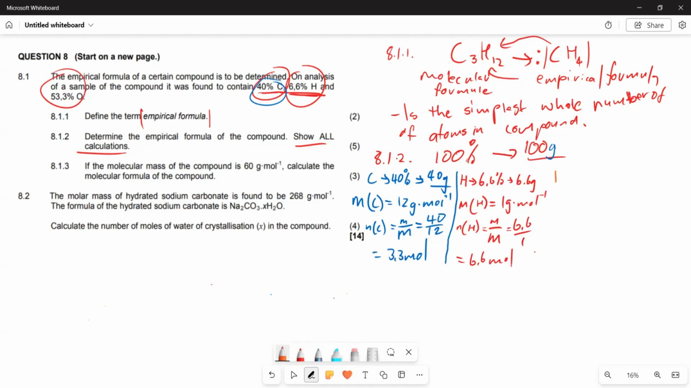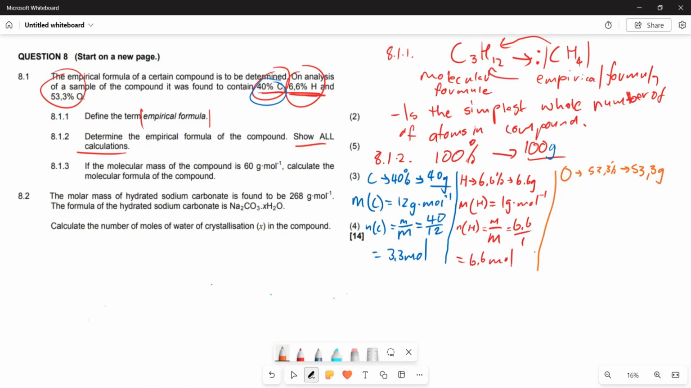And then the next part of it, after that, now you are going to do your O. Now we are going to do your oxygen, right? Now the oxygen that you are having there, you are given that your oxygen is given by 53.3%, and then you convert this 53.3% into grams. So this is going to be 53.3 grams, right?